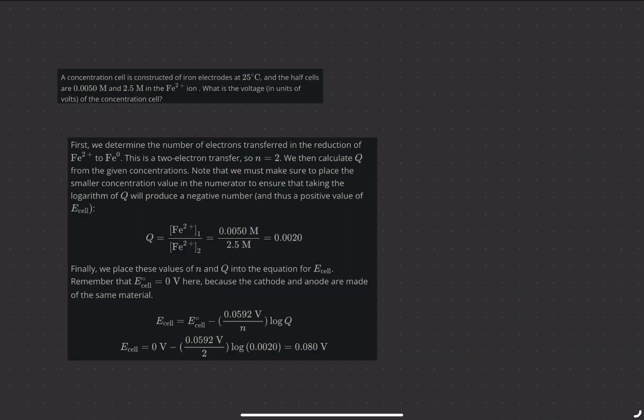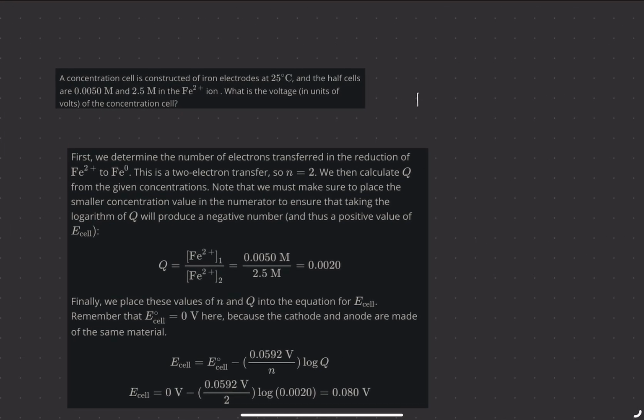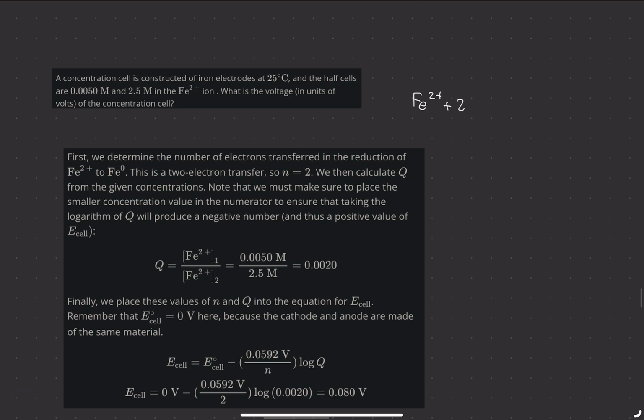First, we determine the number of electrons transferred in this reduction of Fe2+. So this is what's happening. This Fe2+ reduction is a gain of electrons. So it gains 2 electrons into Fe solid. 2 electrons are transferred, so n equals 2. Then you calculate Q from the given concentrations. And then note, we have to make sure to put the smaller concentration value in the numerator to ensure that taking the logarithm of Q will produce a negative number, and thus a positive value of E cell.